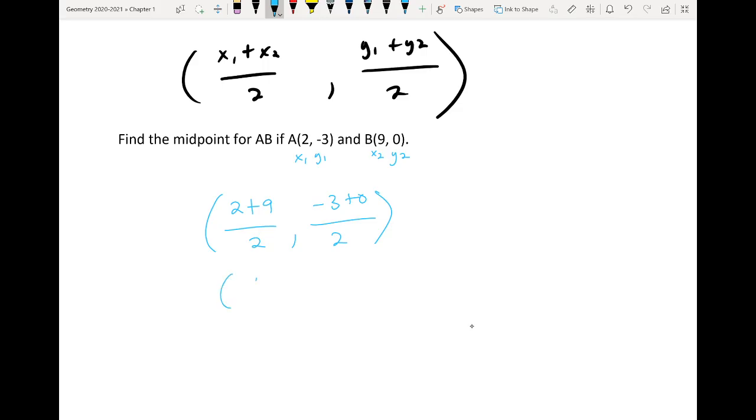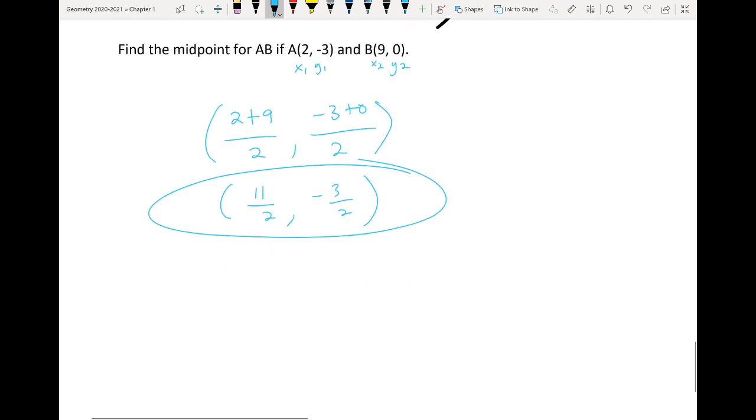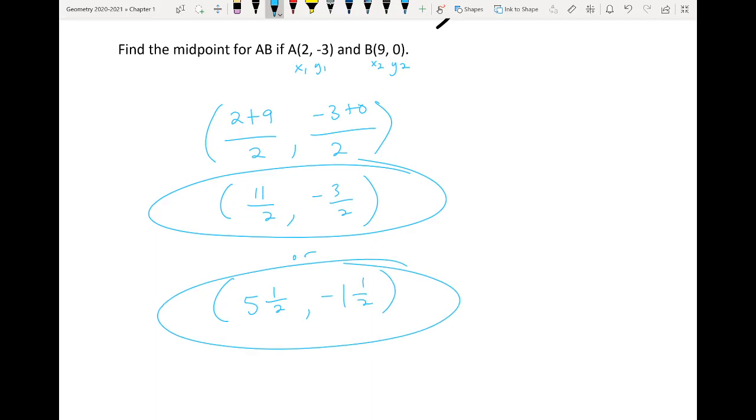What that would leave us with is 11 over 2, comma, negative 3 over 2, which, gentlemen, I will accept the answer like that. If you prefer to write it as a mixed number, 2 goes into 11 5 times, so 5.5, comma, 2 goes into negative 3, negative 1 times, so negative 1.5. You can give me either answer, but make sure that you circle it.